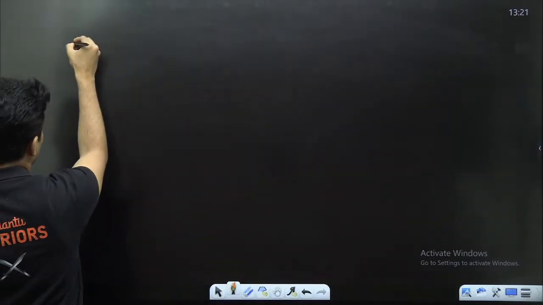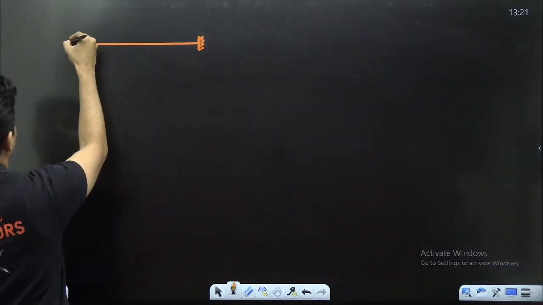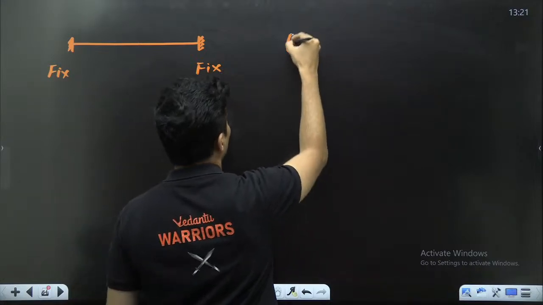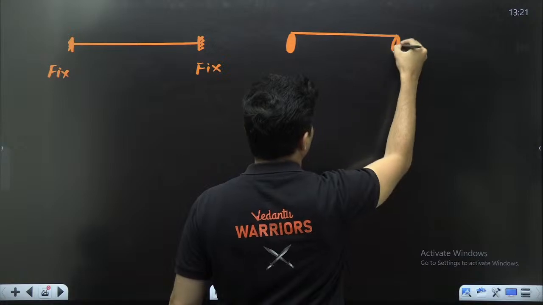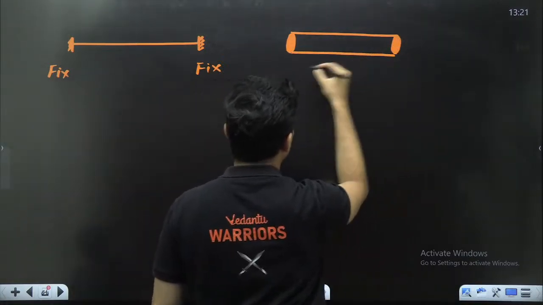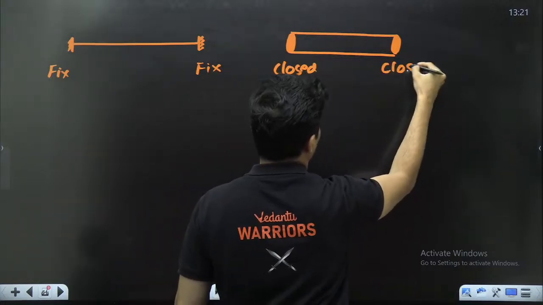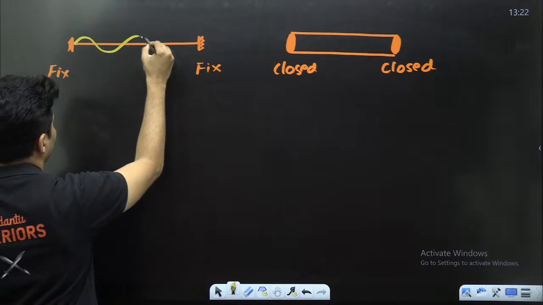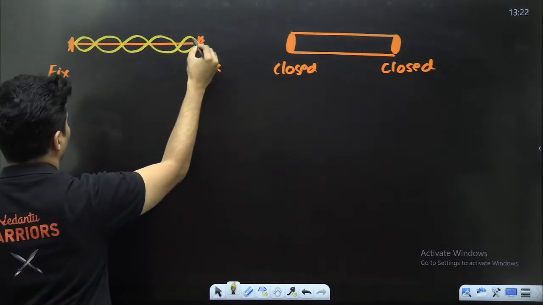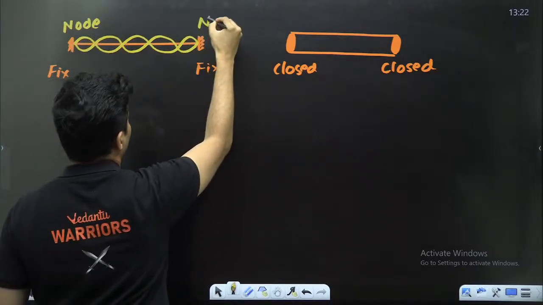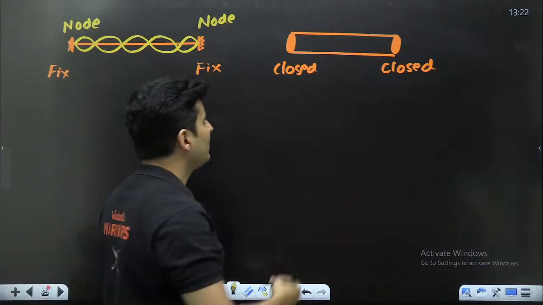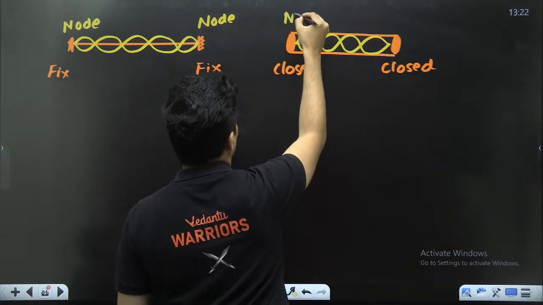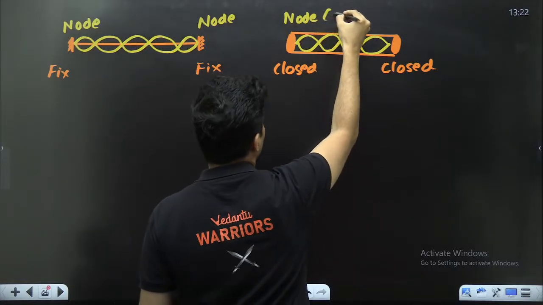you take a string which is fixed at both the ends, which is also similar to having a pipe which is closed on both sides. You will see that at the fixed end, you will 100% get a node, because fixed means it cannot move. Same thing over here also. In a pipe, at the closed end, you will get a node, and this node is a displacement node.